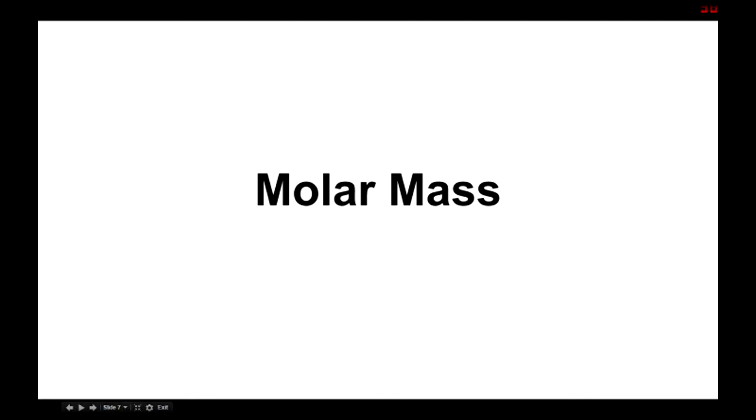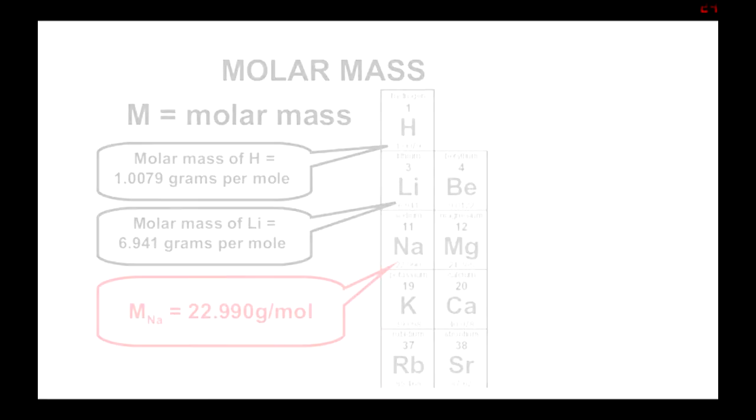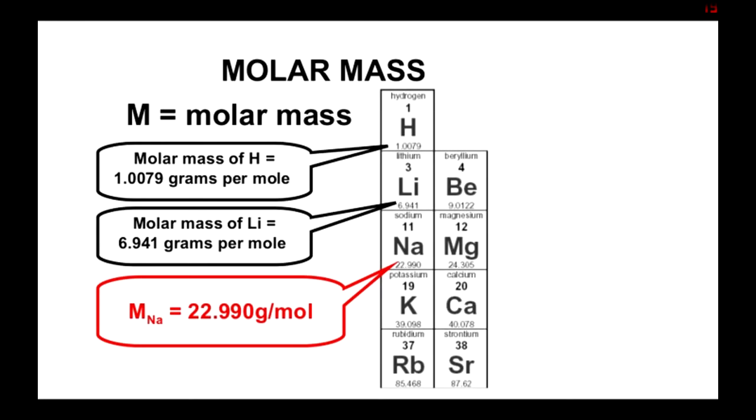Alright, so the next thing I want to talk to you guys about is molar mass. Molar mass is a very simple concept. So basically, to find the molar mass of a single element, all you do is get the atomic mass of the element, which is found on any periodic table. So the molar mass of hydrogen would be 1.0079 grams per mole. The molar mass of lithium would be 6.941 grams per mole.